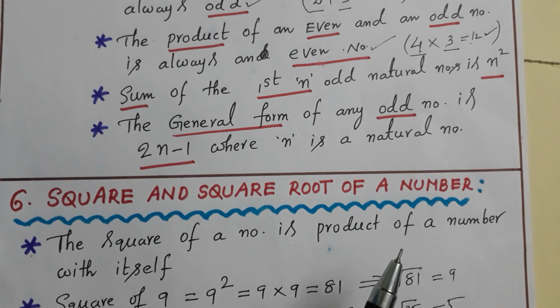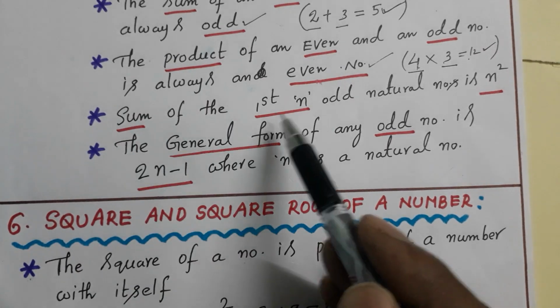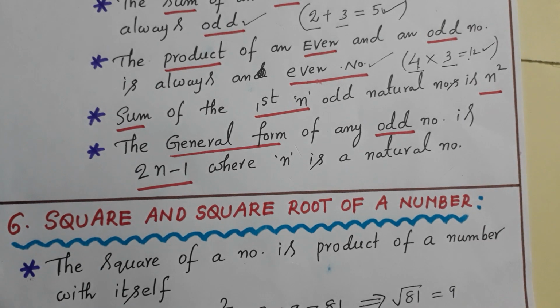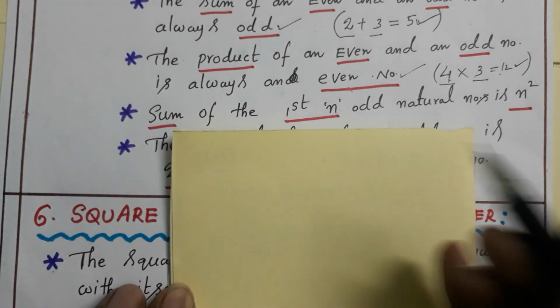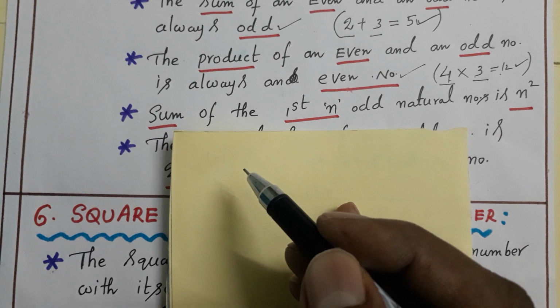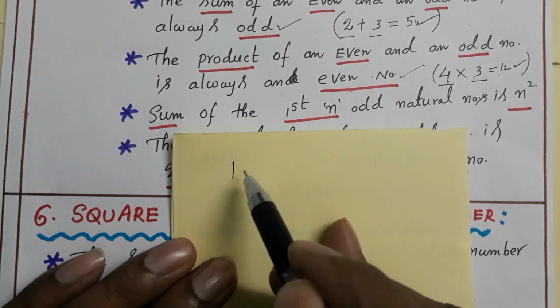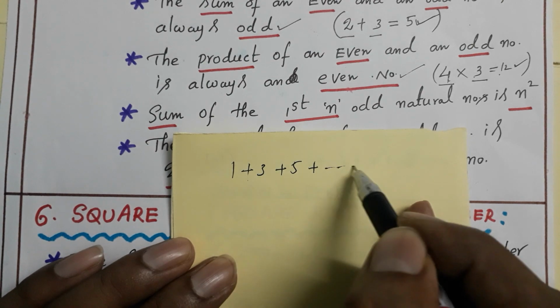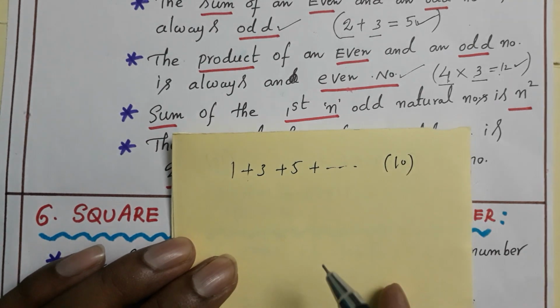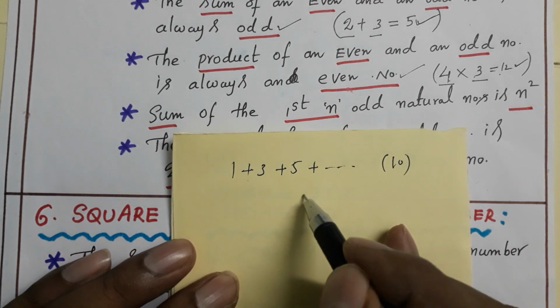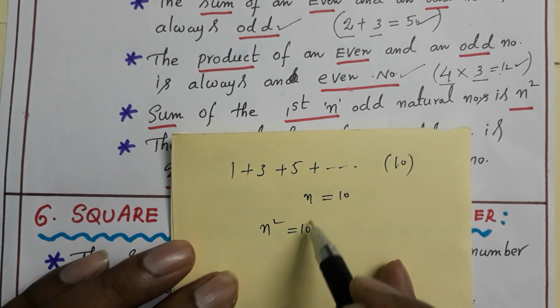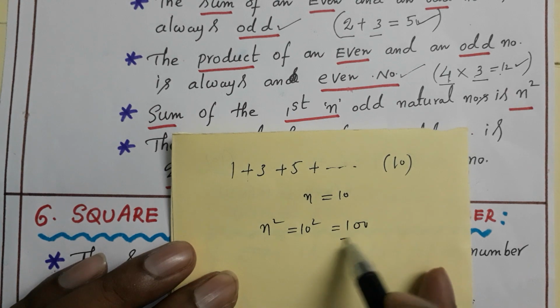Next. The sum of the first n odd natural numbers is n square. Let me explain this with one example. Suppose I want to find the sum of the first 10 odd natural numbers, that means 1 plus 3 plus 5 plus etc., the sum of 10 odd natural numbers I want to find out. That means here n is equal to 10. So the formula is n square, that is 10 square is equal to 100.